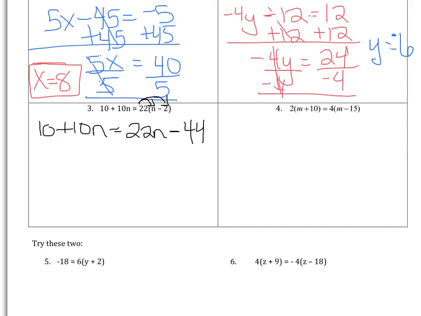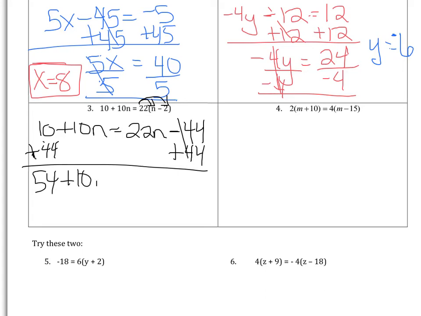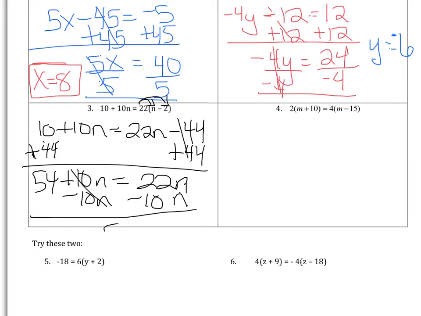Now I have to get my variables on one side and my numbers on the other. And it doesn't matter which side I choose to put my variables and my numbers. I like to keep things positive if I can. So I'm going to maybe choose to add the 44. That will give me 54 plus 10n equals 22n. Then I could subtract the 10n. I end up getting 54 equals 12n.